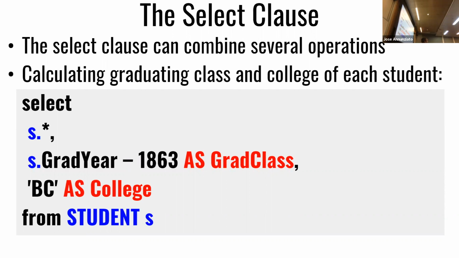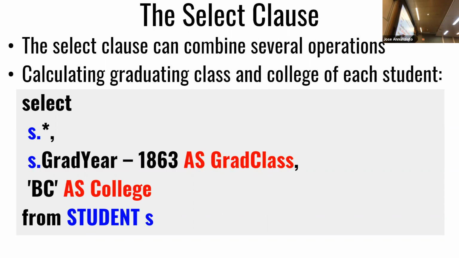So if you just say select star from students, well, that's easy, right? That just gives you the entire table of students, all 9 students in our database, with all the fields for it, right? The student ID, name, graduating year, and the major ID. That's it.